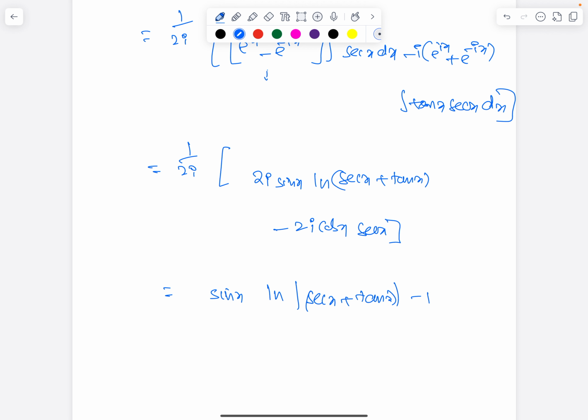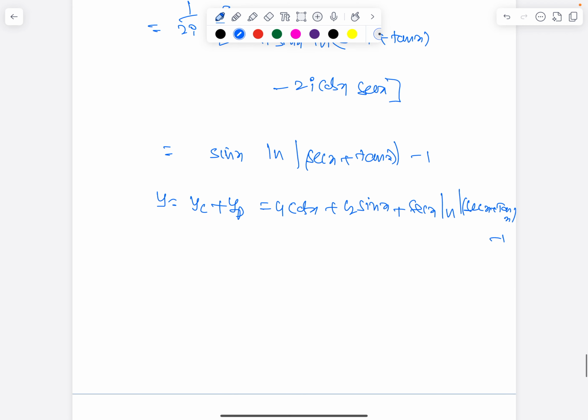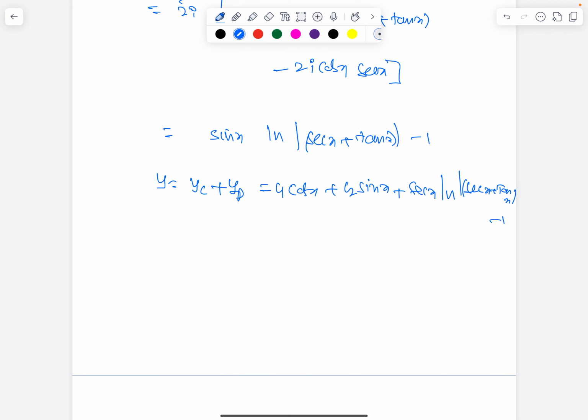Therefore, if you want to write the general solution, y is equal to yc plus yp, that is c1 cos x and c2 sin x plus secant x times ln of secant x plus tan x minus 1. That is the general solution. So you can solve any problem this way, but this is a little lengthy. Now we are moving to shortcut techniques.